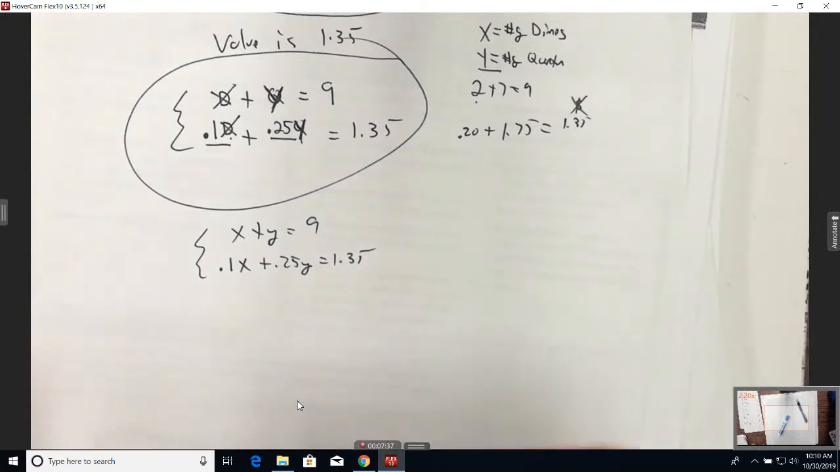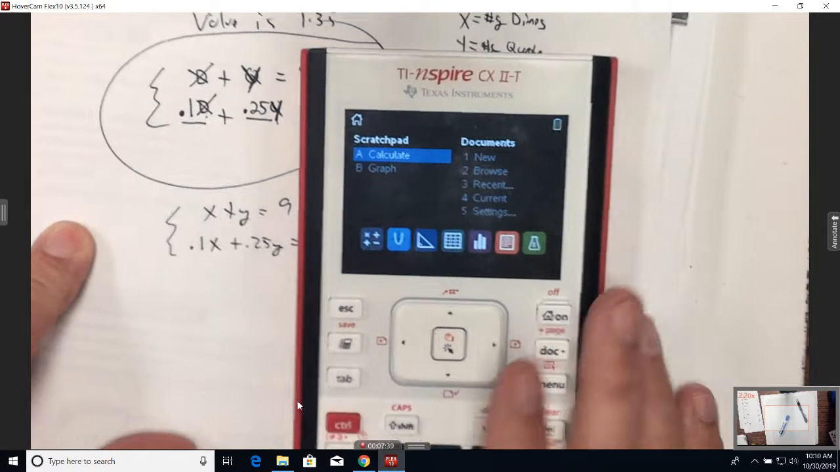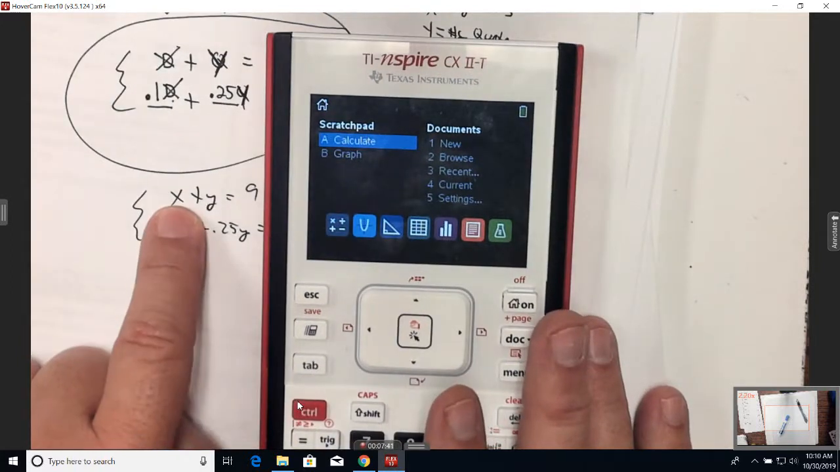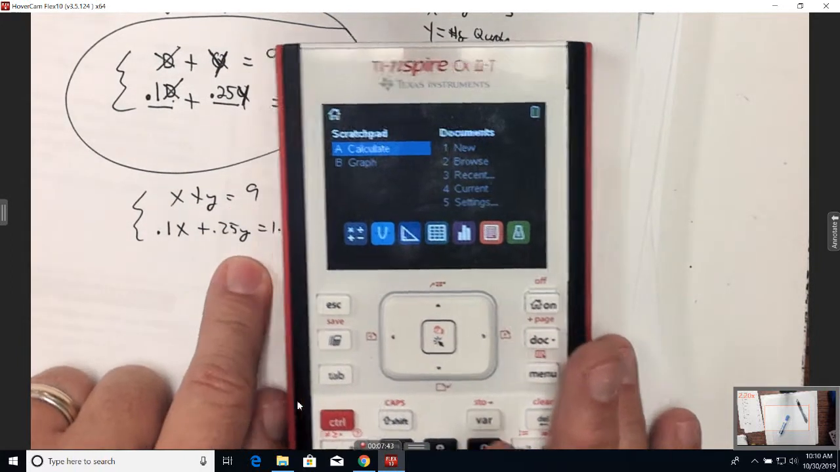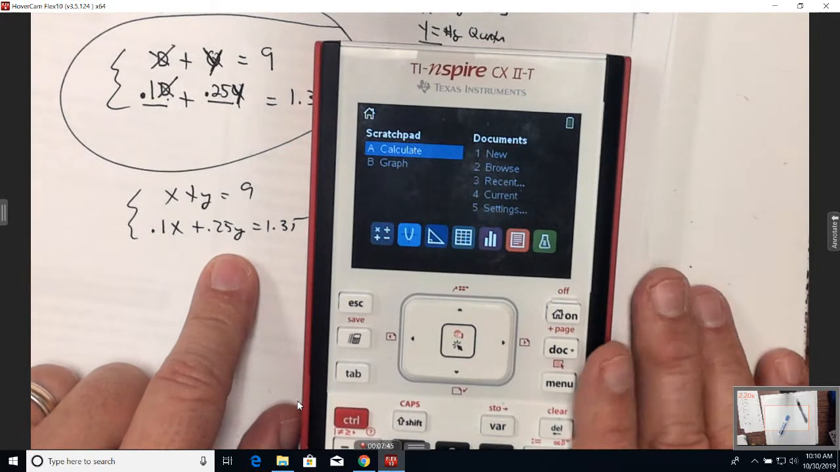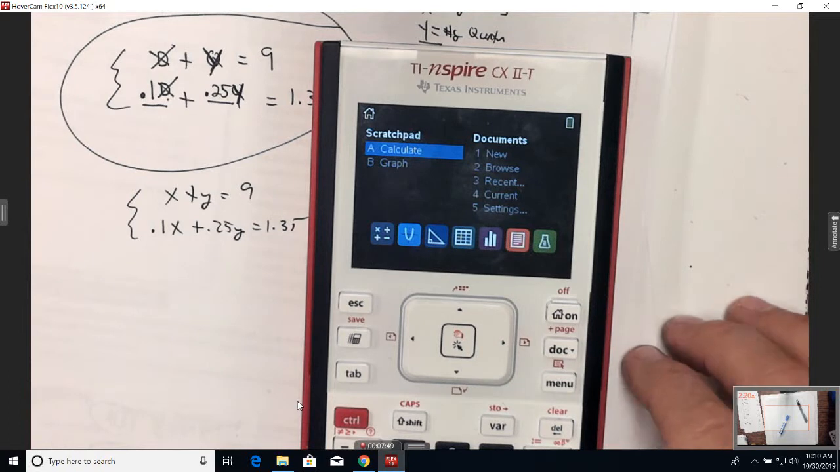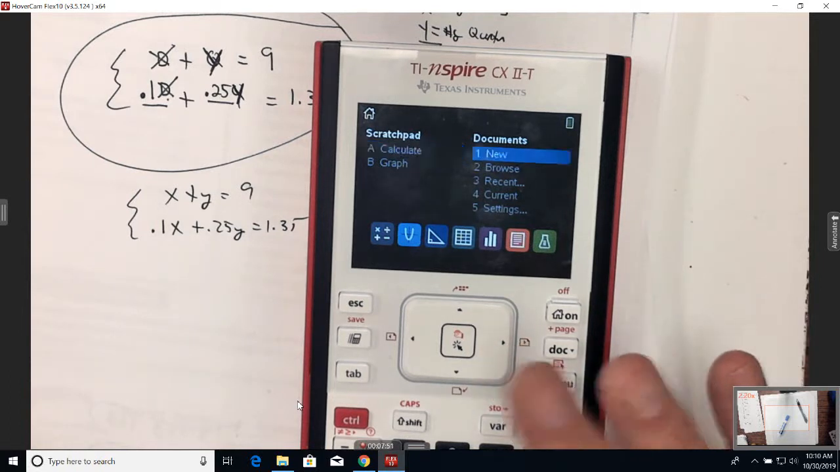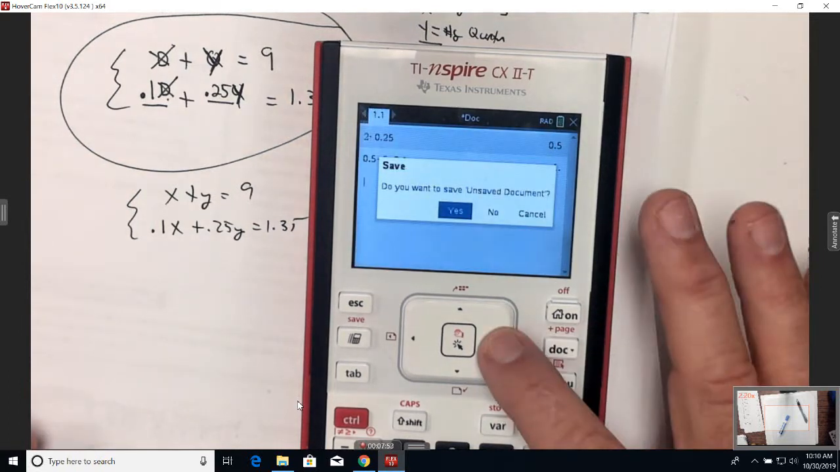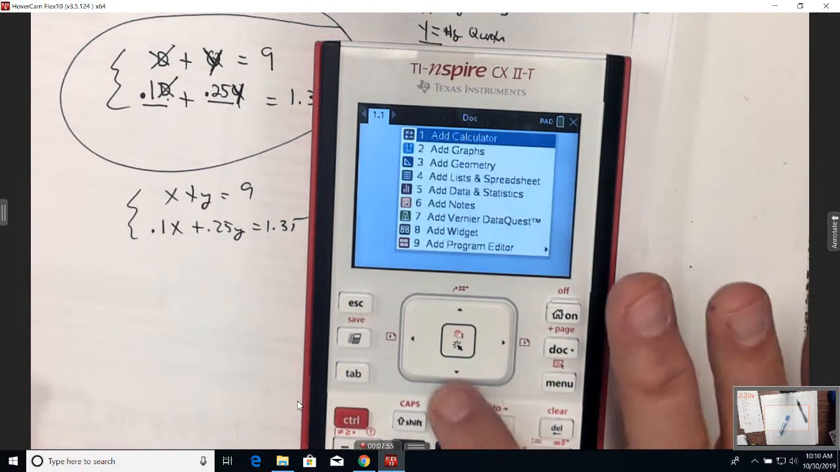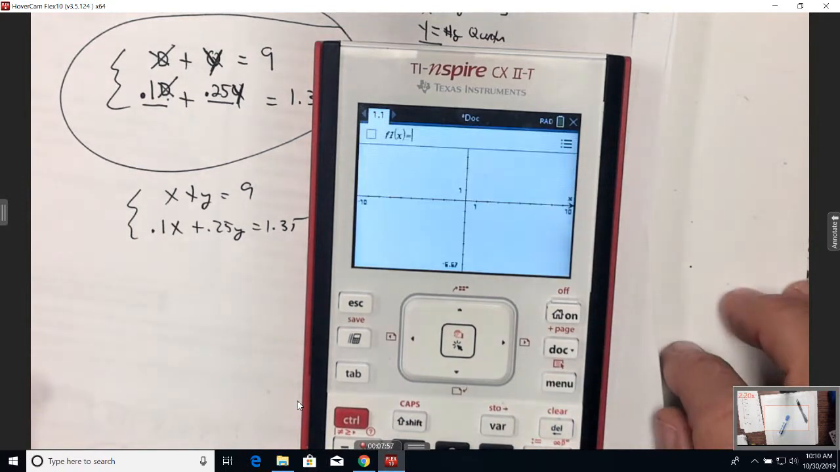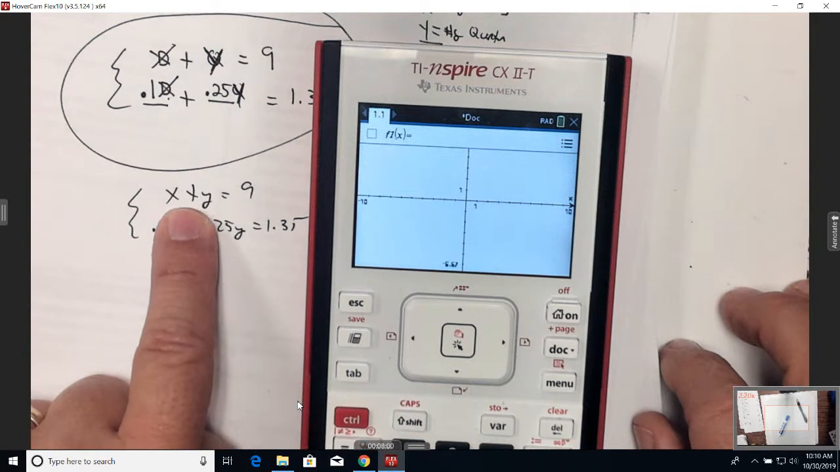Why is it so easy to solve this? Well, here's why it's so easy to solve it. I got technology. How do I graph this in standard form, and how do I graph this in standard form? They're basically in standard form, aren't they? How do I plug them in my calculator so I can graph it and see where they cross? Go to a new document. Don't save my last one. Add the graph. How do I graph this one? You might want to follow along.